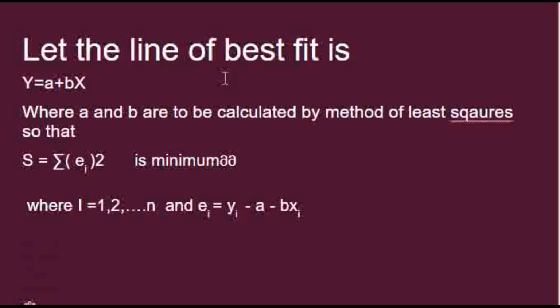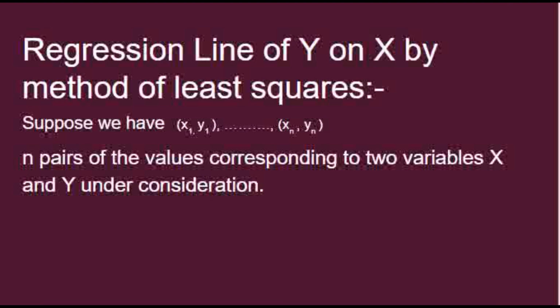Let the line of best fit be y equal to a plus bx. That is, we will predict the value of y for a given value of x, and we will find a and b by the method of least squares in such a way that the error, that is, the difference between the observed values y1, y2, yn and the predicted value of y from this equation, should be as small as possible.